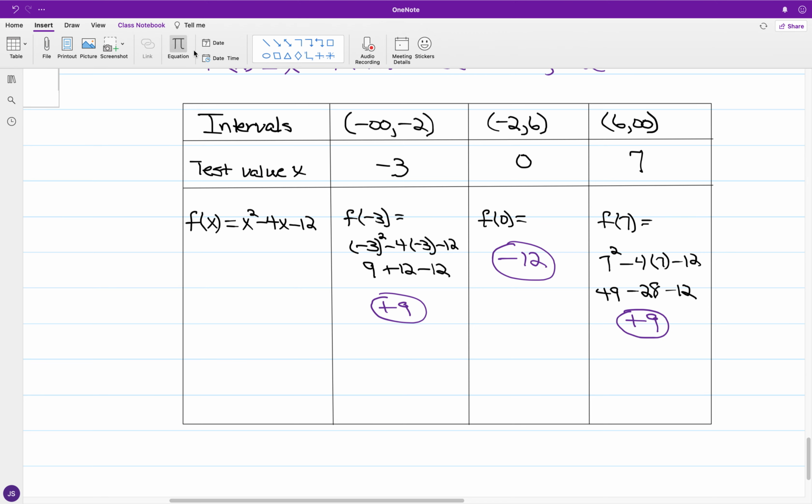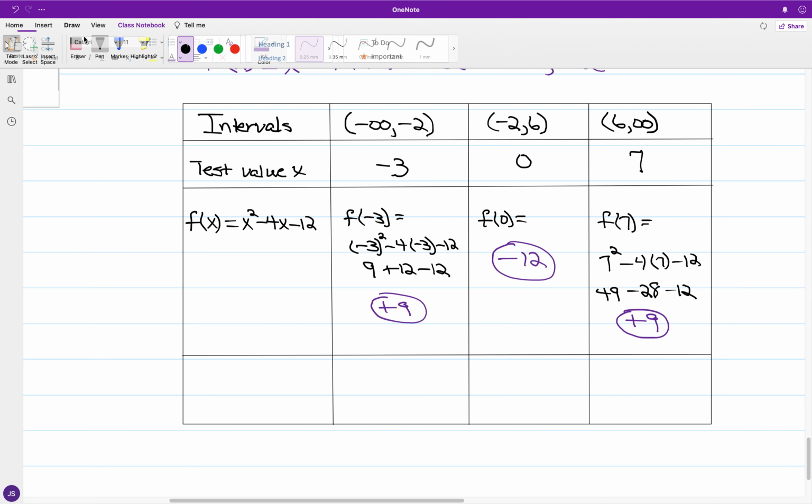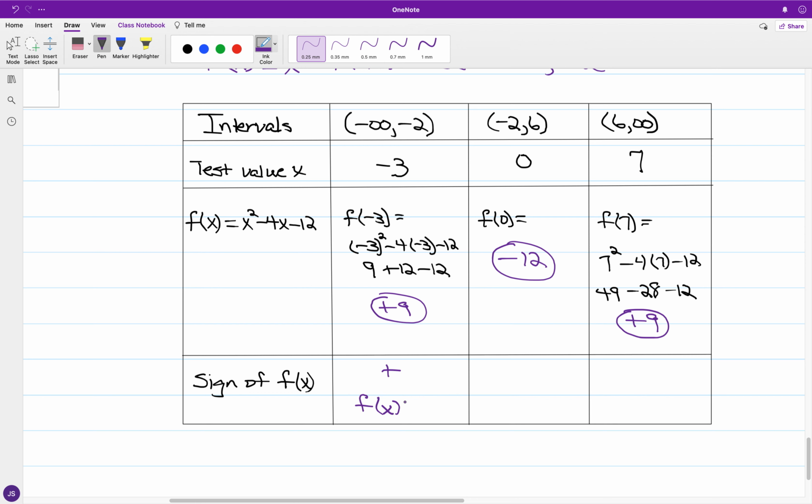And so in the case of the sign of f of x at each stage, it turns out that the first and the last subinterval sections are positive, whereas the second is negative. So we have positive for the first, where f of x is greater than 0. In the middle, f of x is less than 0. And for the last, we have a positive, where f of x is greater than 0.